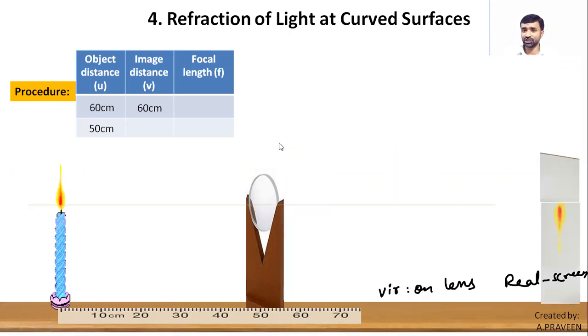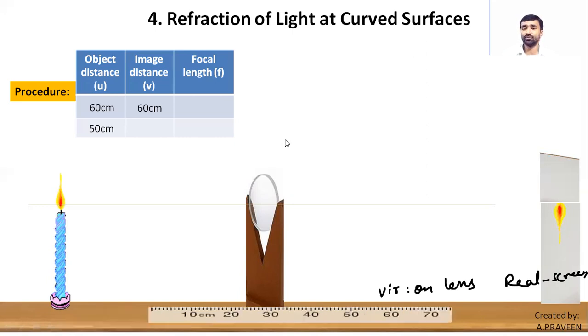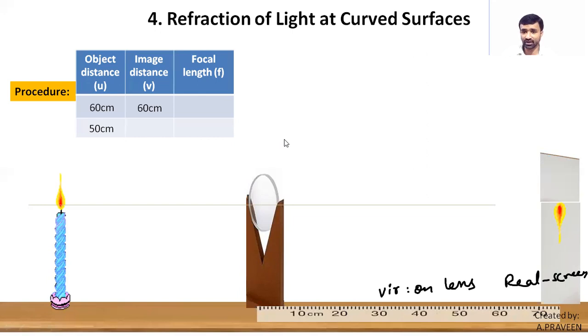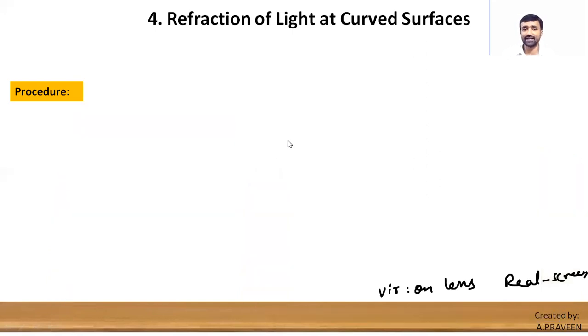Did you see any image? Yes, an image is obtained. The size of the image is larger than the object. An enlarged image. Then what about the distance? You need to measure the distance. What will the distance be here? It is nearly 75 centimeters. Note it in the table.